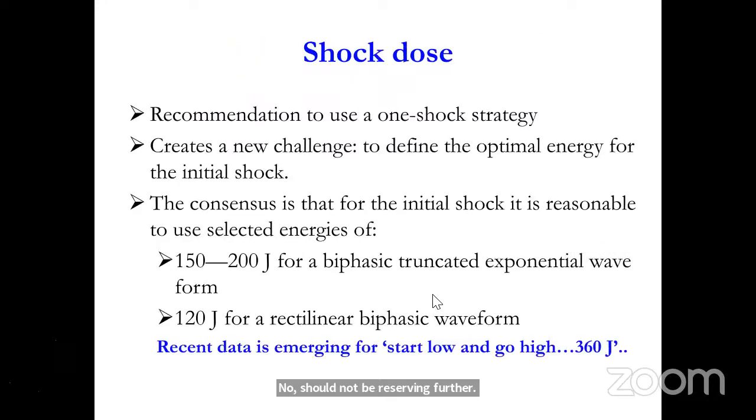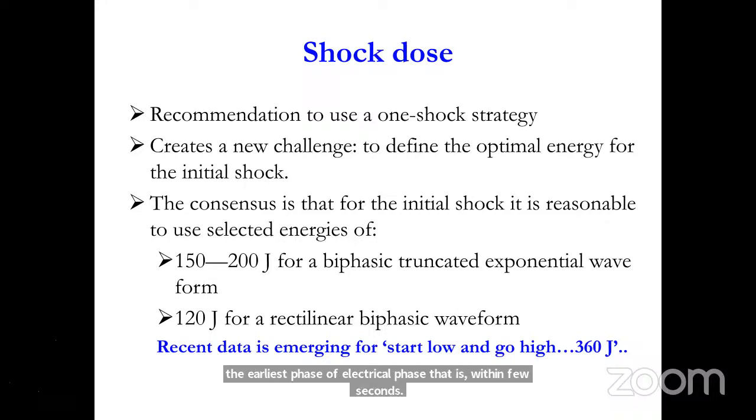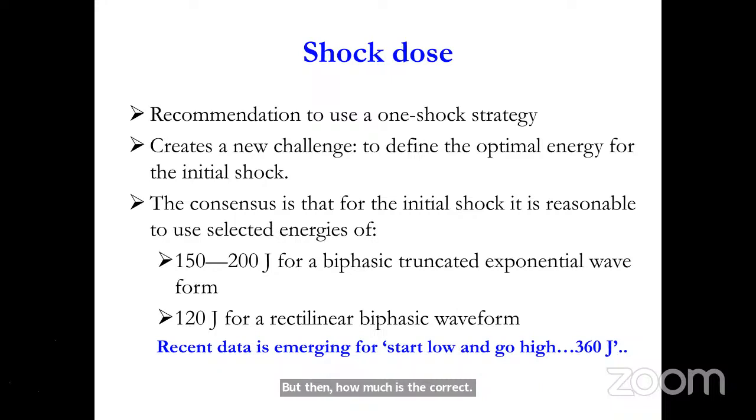The next important aspect is with regard to the shock dose, or how much energy. I mentioned that defibrillation should be done in the earliest, electrical phase, that is within a few seconds. But then how much is the correct energy that needs to be delivered? What is the optimal energy? If you see the type of defibrillators we have, they usually provide a biphasic truncated exponential waveform, or a rectilinear biphasic waveform. Most of the recent defibrillators have these biphasic waveforms as compared to monophasic. In monophasic, usually higher energy is required. For biphasic, lower energy is required.